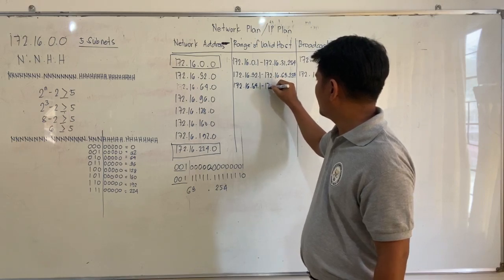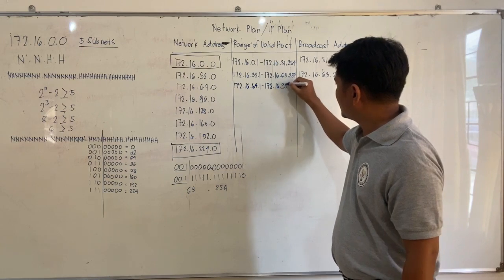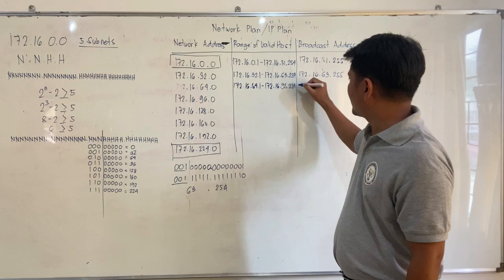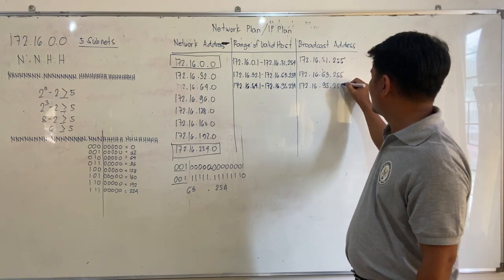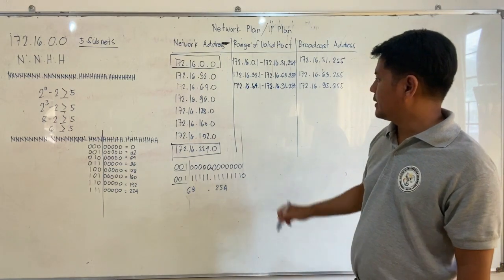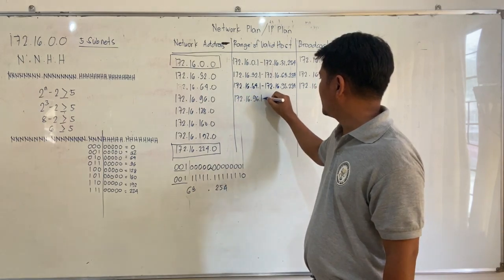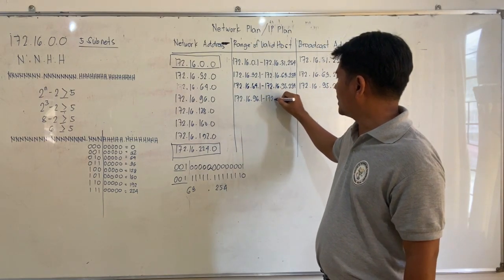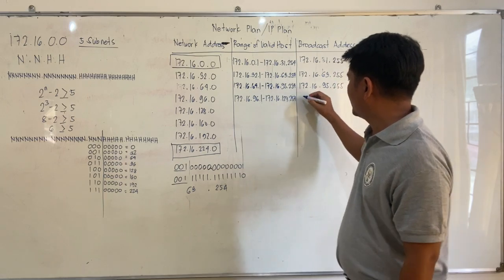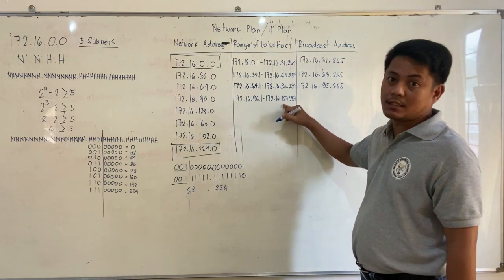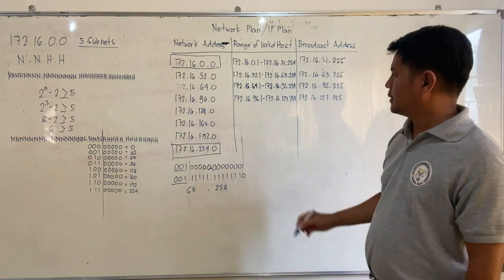172.16.64.1 until 172.16. The next number is 96. So we simply deduct 1, that is 95.254, and then the broadcast address 172.16.95.255. Alright, next we also have 172.16.96.1 until 172.16. Minus 1 again, 127.254, and then the broadcast address is the address next to the last valid host, 172.16.127.255. Okay, continue the process.